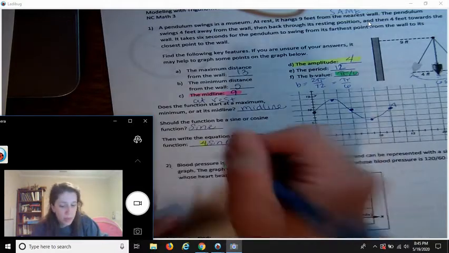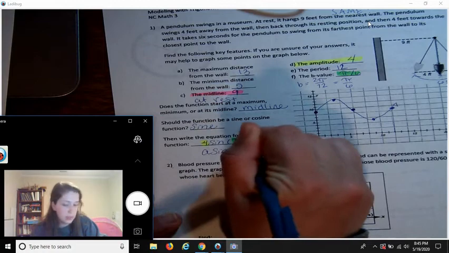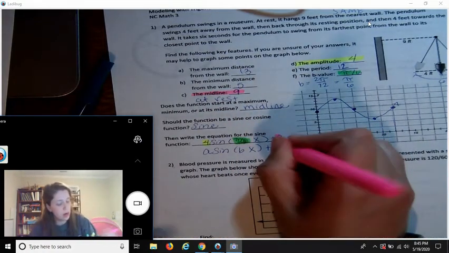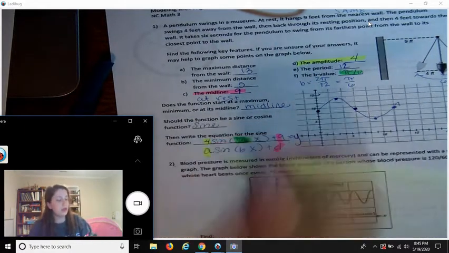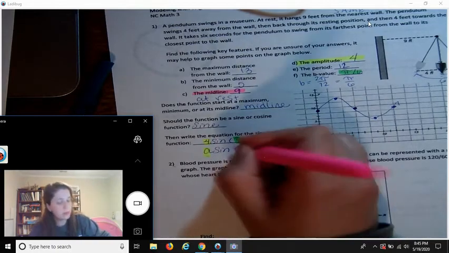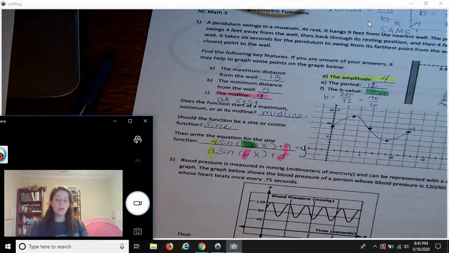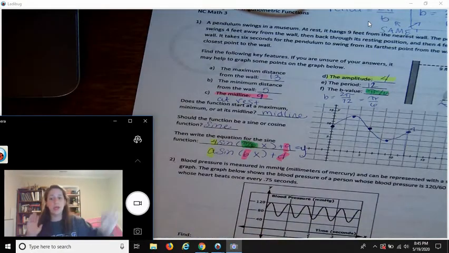And this is from the equation A sine of bx plus d. Okay, and that is what we did yesterday in our notes. And these were the colors we used to represent those values. Okay, so that is number 1. Hopefully the pendulum and the periodic motion of a pendulum makes sense to you. It's going to swing back and forth from its max to min and hit the midline in the middle every time. Okay, so let's move on to number 2.